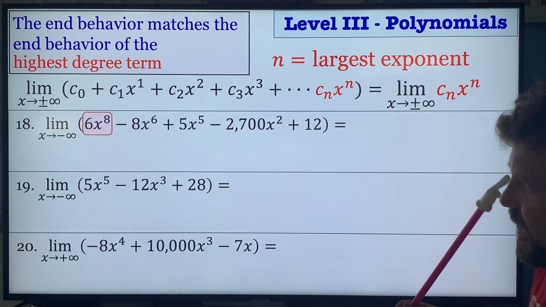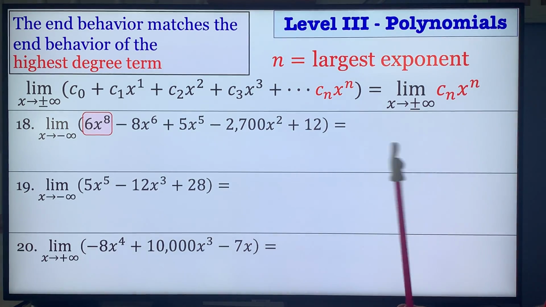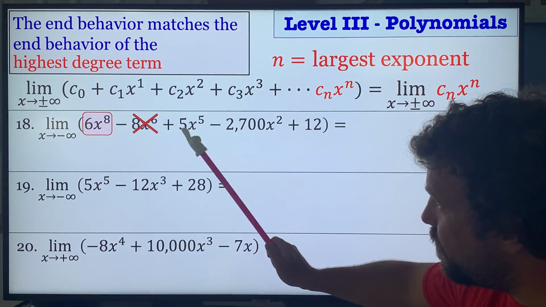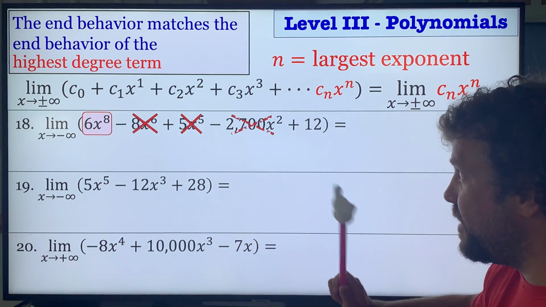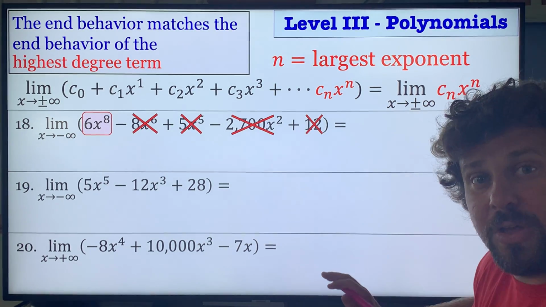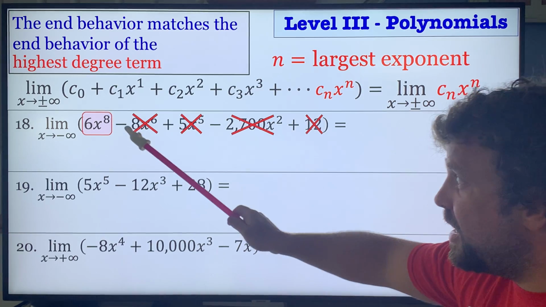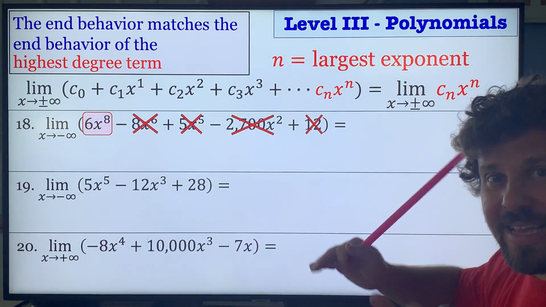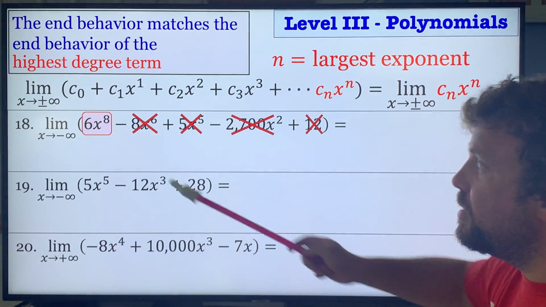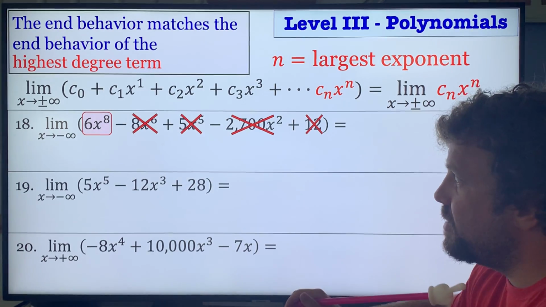So 6x to the 8th is the highest term. So that means that I don't care about you. I don't care about you. Definitely don't care about you or you either. You're all useless because this infinity is bigger than these ones, so it kind of gobbles it up like a black hole. All right, so right there.